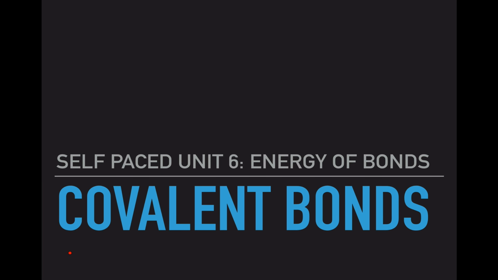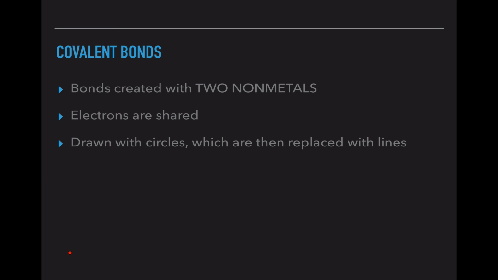Hey guys, now we're going to look at covalent bonds. Covalent bonds are bonds that are created with two nonmetals. That means that we are sticking to that top right triangle on the periodic table. Remember, noble gases, column 18, will not bond with other elements. So we're just looking from column about 13 to 17 in that top right corner.